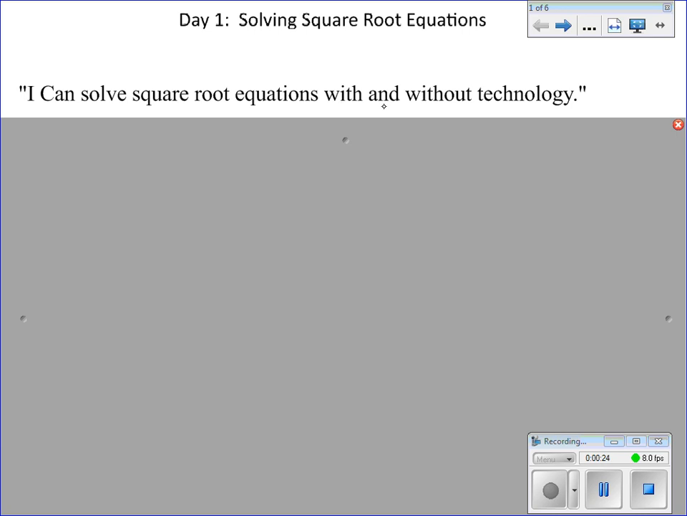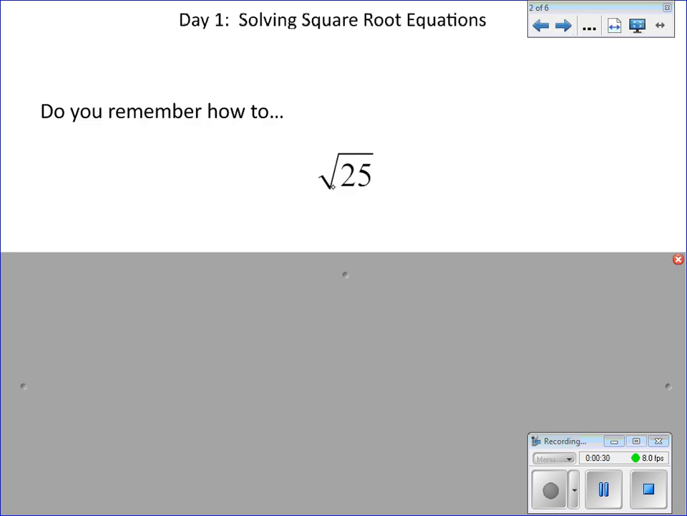Today we're going to start with calculators, but eventually we will move into doing it without calculators. So let's get started. Just a little refresher. Hopefully you remember how to find the square roots of perfect squares, and how we discussed that it is the opposite of squaring a number.